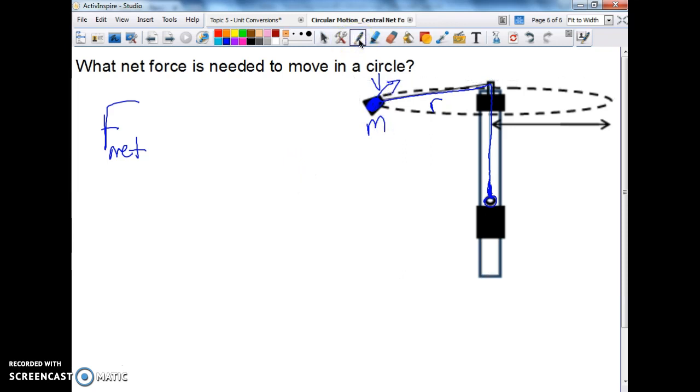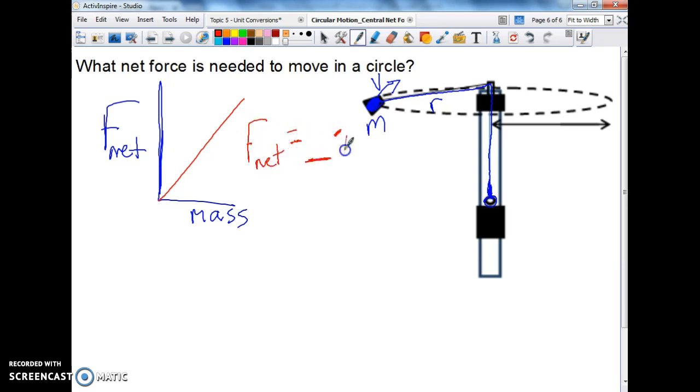When you do that, you're going to have some graphs. You may graph your data. Net force in the first one might be versus mass. Some things to expect: I might expect that data to be directly proportional, which would suggest that the net force is equal to something times the mass. Okay?